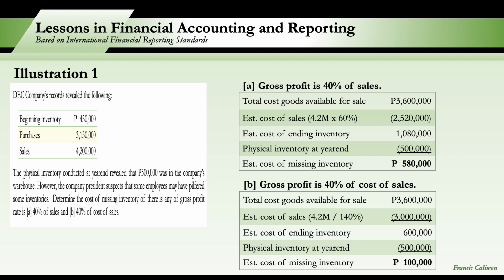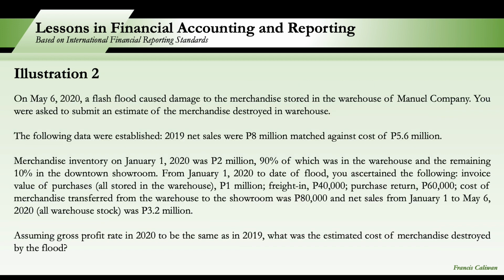And again, we deduct the physical inventory at year-end, which is 500,000. So the estimated cost of missing inventory using the gross profit based on cost of sales is only 100,000. So again, our answer for letter A, gross profit based on sales, is 580,000, whereas our answer for letter B, gross profit based on cost of sales, is 100,000. Now let us have illustration number 2.